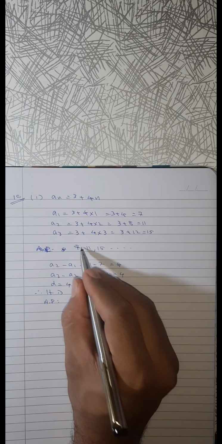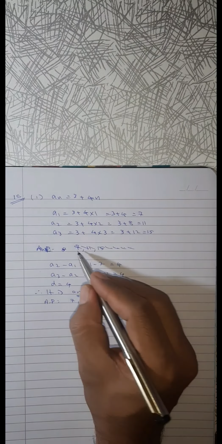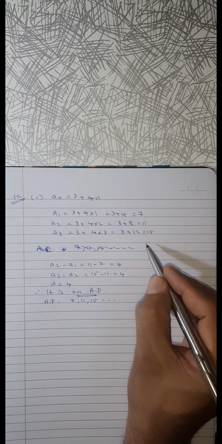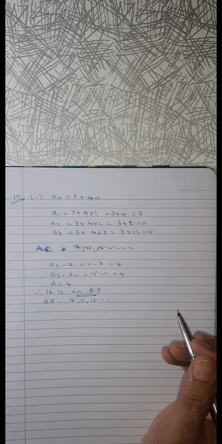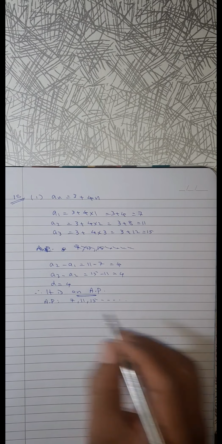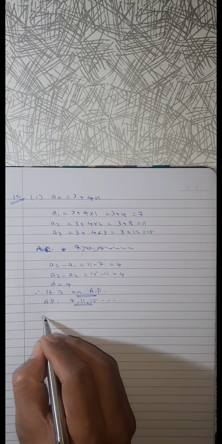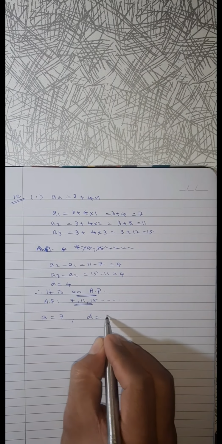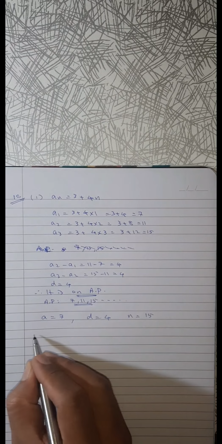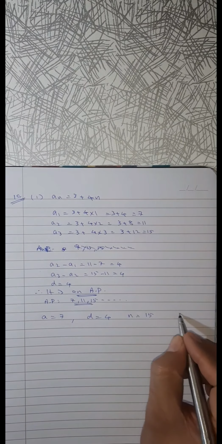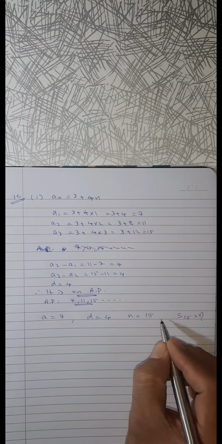Okay, we need not write it in between before checking. So A1 is there, A2 is there, A3 is there, subtraction is done. It is an AP. Show that it is an AP. Also find the sum of the first 15 terms. So it is an AP. a is 7, d is 4, n equals 15 terms. Yes, 15 they are asking. S15 equals question mark.